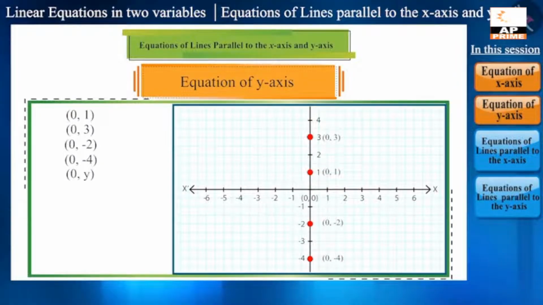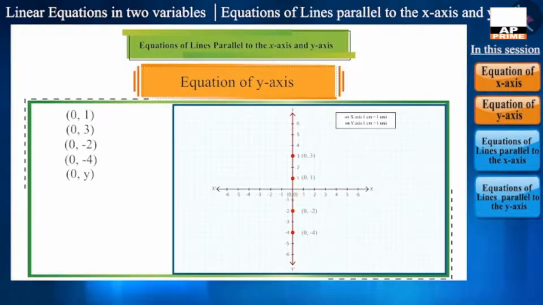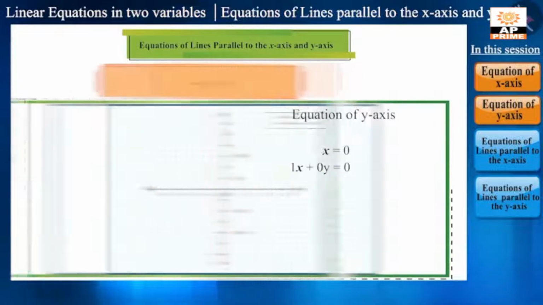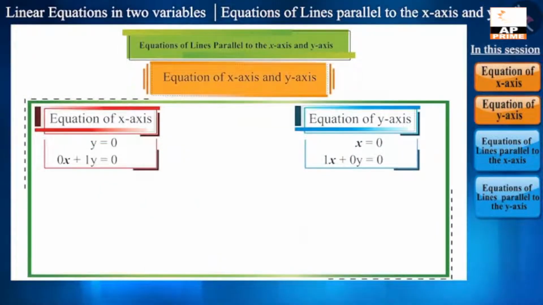(0, y). That means the y-axis is the line with all the points lying on it having their x-coordinate as 0. That is, x is equal to 0, which itself is the equation of the y-axis. We can write this as 1x plus 0y is equal to 0. We got two equations which represent two lines, the x-axis and the y-axis.